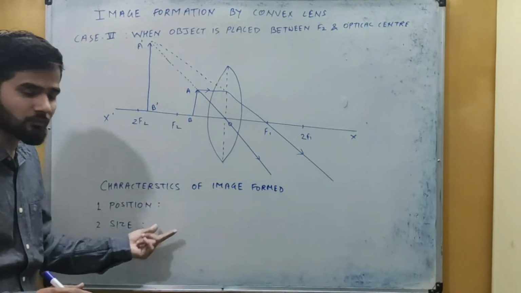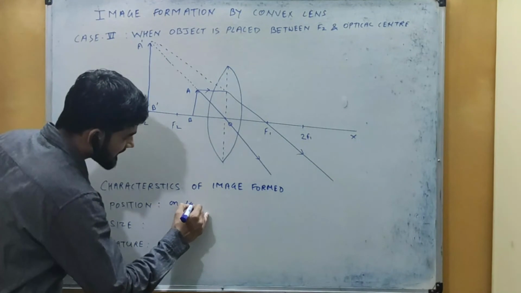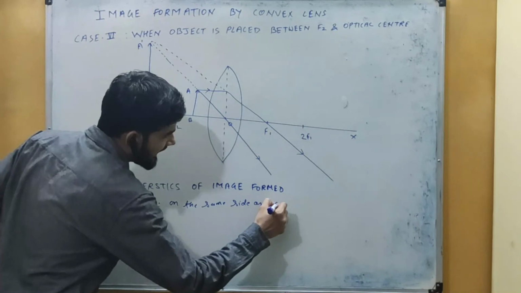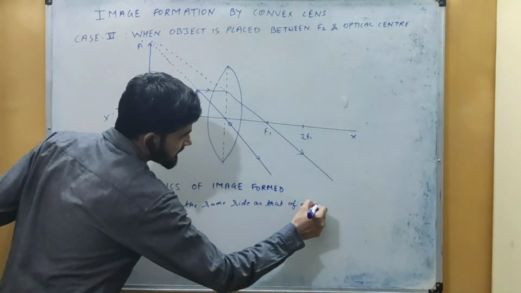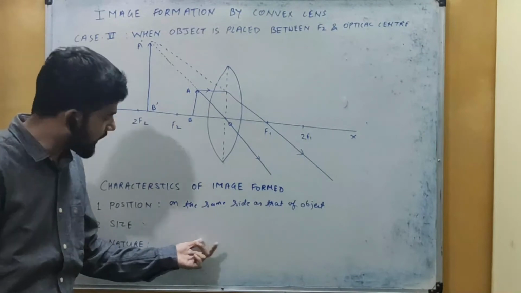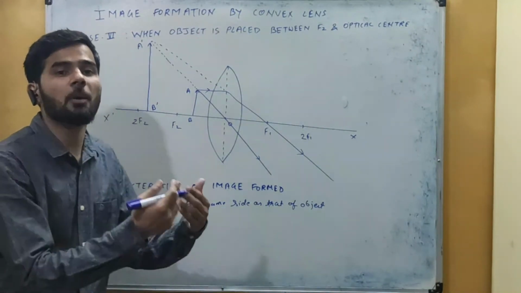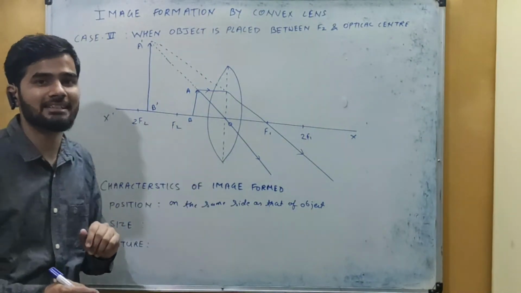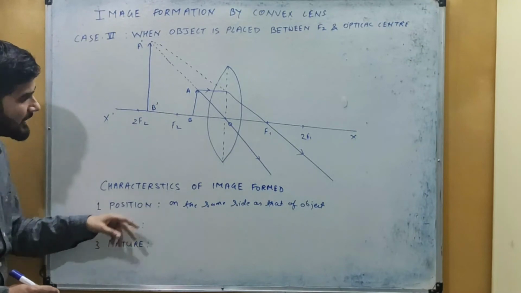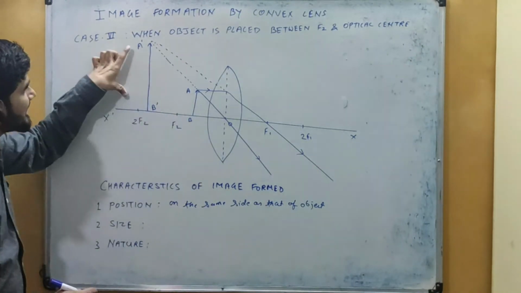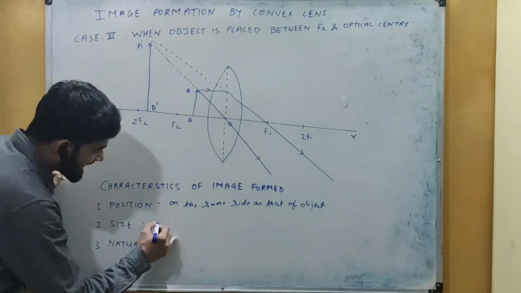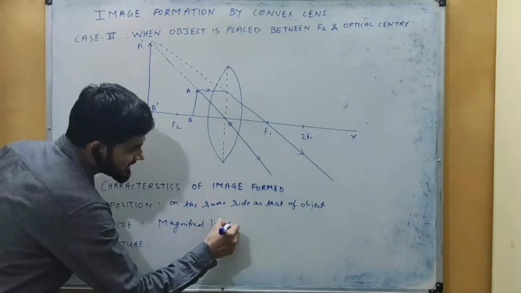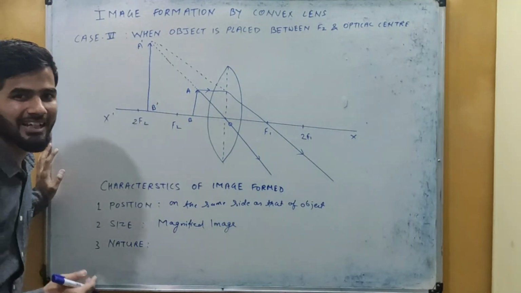Okay, so what will be the position of the image? It will be on the same side as that of the object. Now you will understand why we have written in all the 5 cases on the opposite side as that of the lens, because here in this case we are getting the image on the same side as that of the object. Okay, what about the size? You can see here the size of the object is smaller but the size of the image is larger. So we can write here magnified image. Magnified means its size will be more as compared to the size of the object.